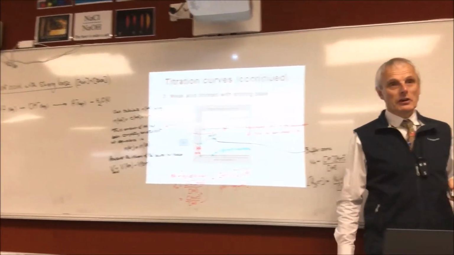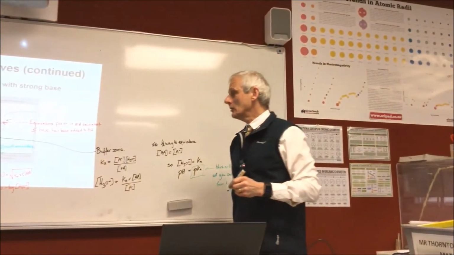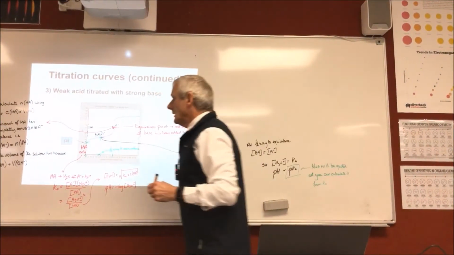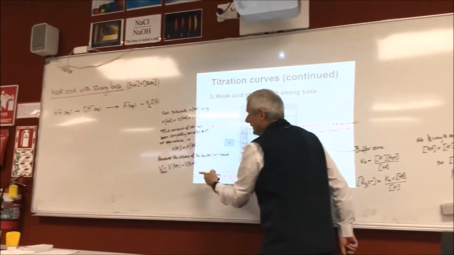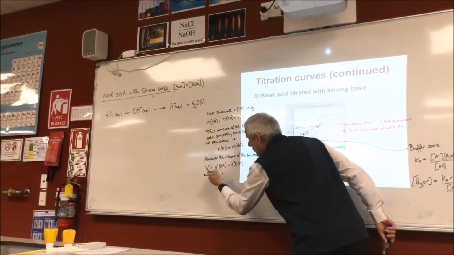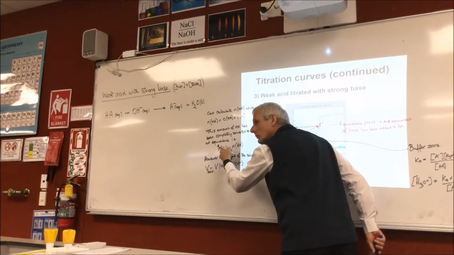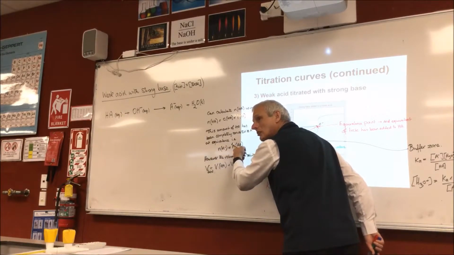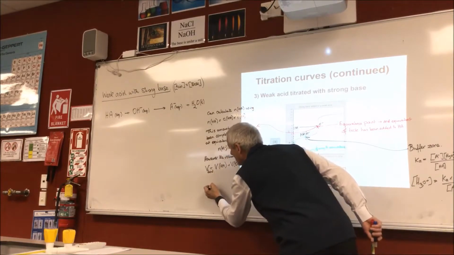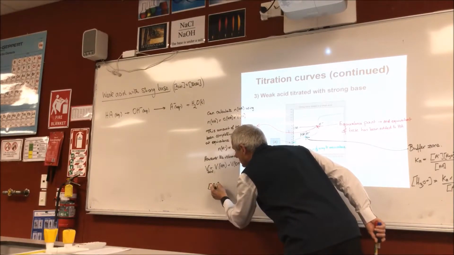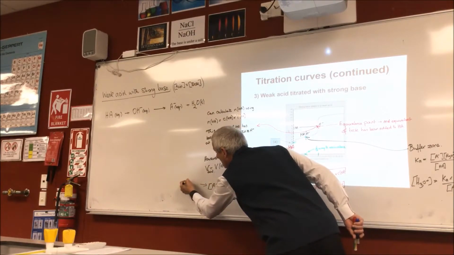So we've increased the volume of the solution. So we've got V total. Okay. And so now we know the total volume. We know the number of moles of A minus, which is the number of moles of HA that you started with. Okay. So we can now calculate the concentration of A minus at equivalence.